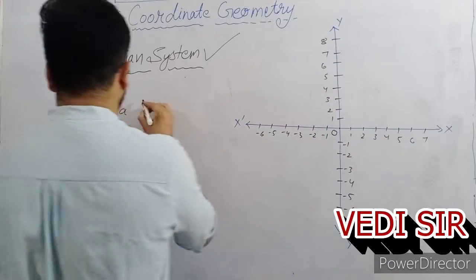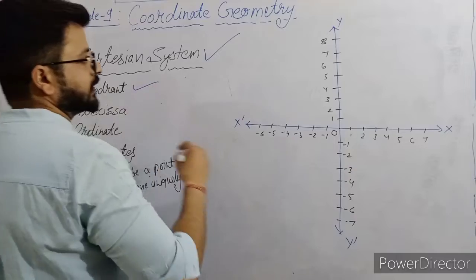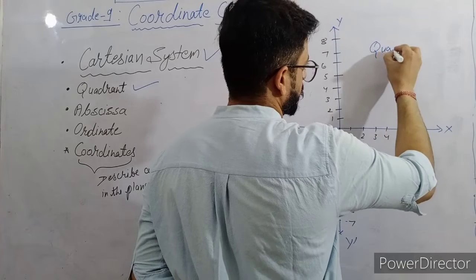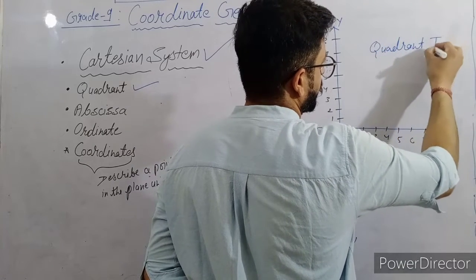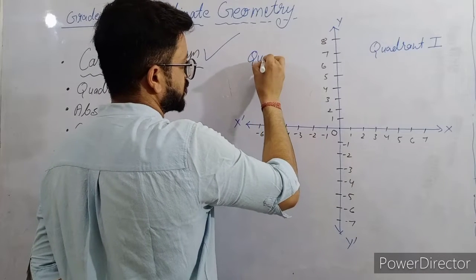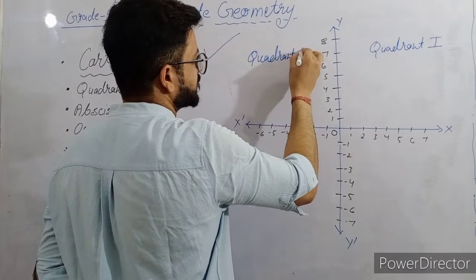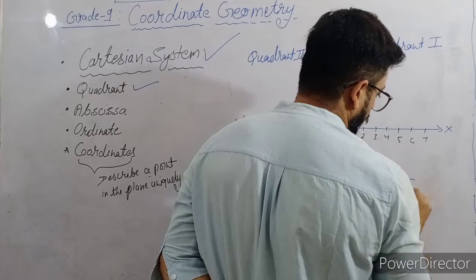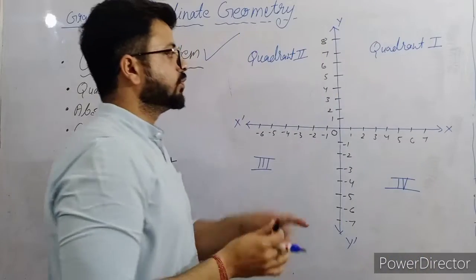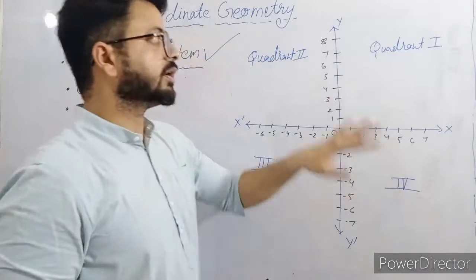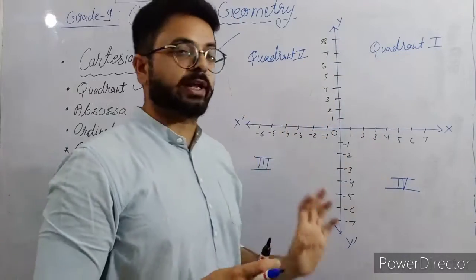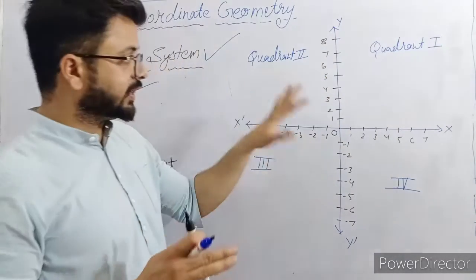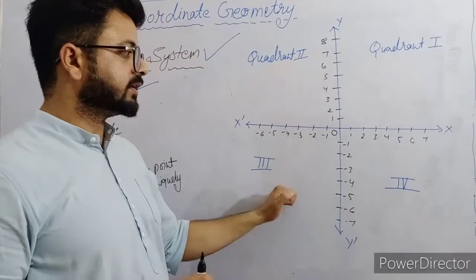Now quadrants. The next topic: we have divided the plane into 4 parts, so this is the first quadrant, second quadrant, third quadrant, and fourth quadrant. This is already pre-decided: first, second, third, fourth. We cannot take them according to our choice, saying I want to take 1, 2, 3, 4 differently. No, the quadrants are already decided.